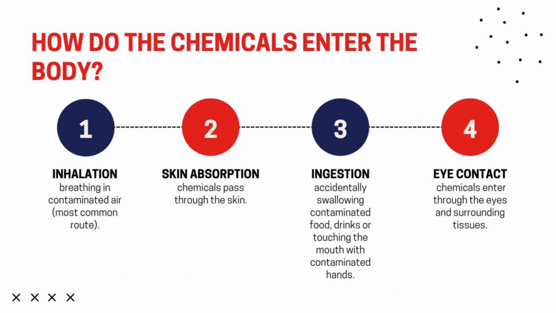How do chemicals enter the body? The first one is by inhalation, by breathing in contaminated air. This is the most common route. The second one is skin absorption. Chemicals pass through the skin. The third one is ingestion, accidentally swallowing contaminated food or drinks, or touching the mouth with contaminated hands. And lastly is eye contact. Chemicals enter through the eyes and the surrounding tissues.